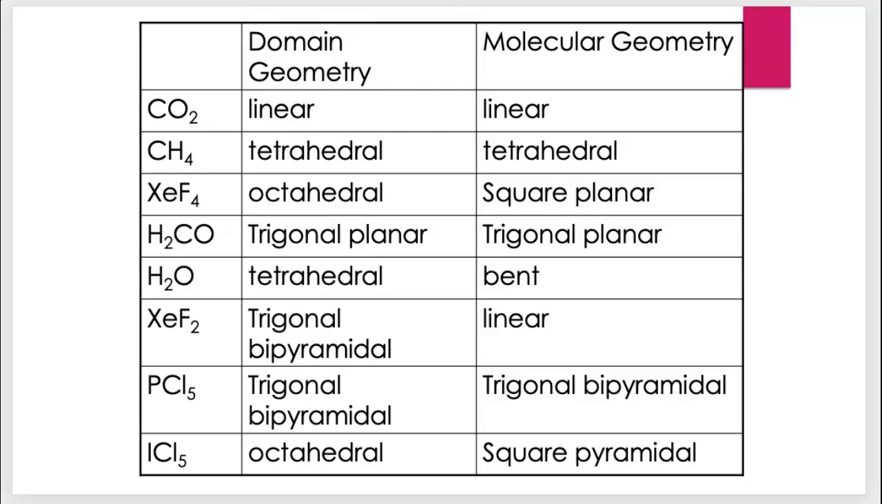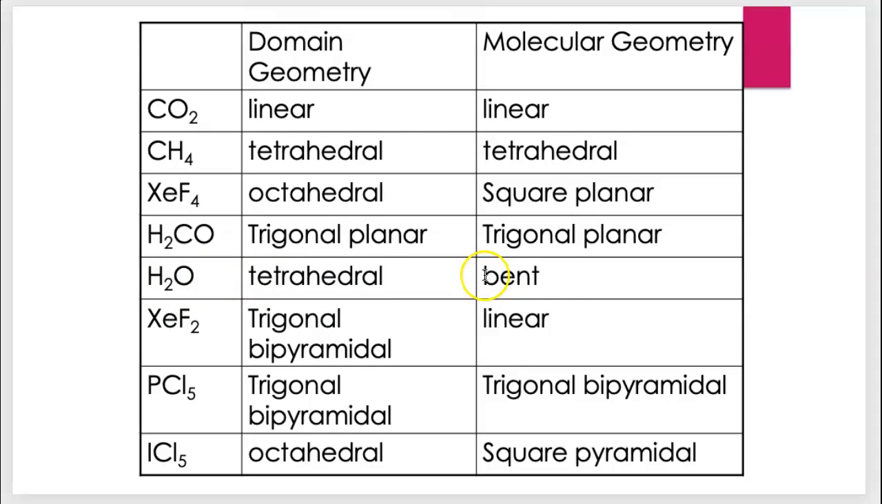H2CO, I don't believe we saw represented in there. The carbon has a double bond to the oxygen and single bonds to the hydrogen, so it has 3 domains. There are no extra electrons, so trigonal planar, trigonal planar. Water we saw several times. The oxygen has 2 non-bonding pairs and 2 bonds, so that means 4 domains, tetrahedral.